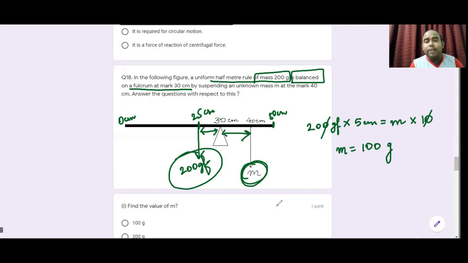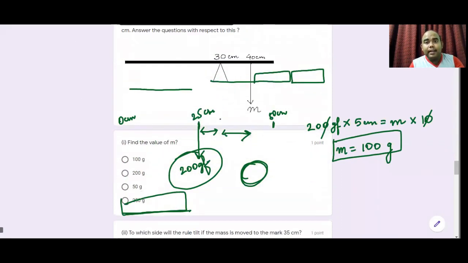Had it been weight, कोई अगर मुझे बोलता m का weight कितना है, तो मैं बोलता 100 gram force. weight बोलेगा तो मैं gram force के terms में बोलूंगा. mass बोला है तो grams में बोलूंगा. So mass is 100 grams. So this is the answer. Find what is the value of m. तो हमने अभी निकाल लिया. m is 100 gram. This is the first option. Moving to the next question.